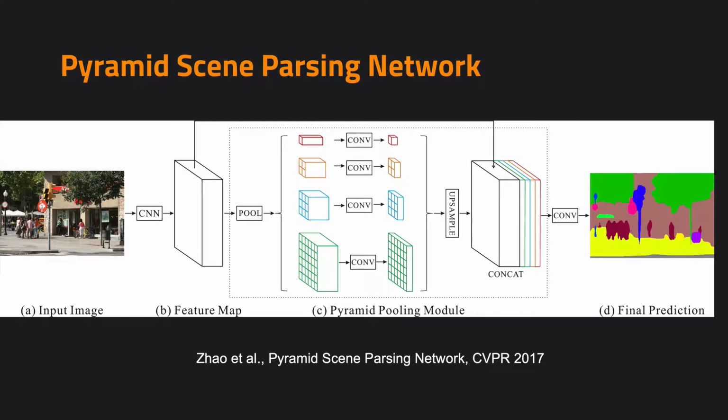And of course, because of its importance, context has also been studied in a lot of other works. Here is another example called the pyramid scene parsing network. After we extract the feature map from the basic network, they use convolutions of different sizes to reaggregate the information from different levels, and then concatenate them all together here.